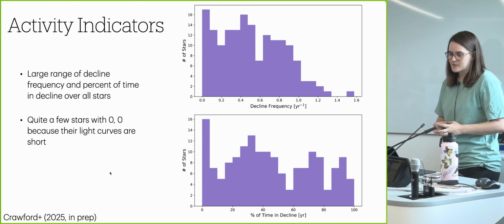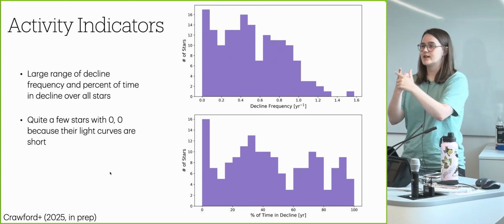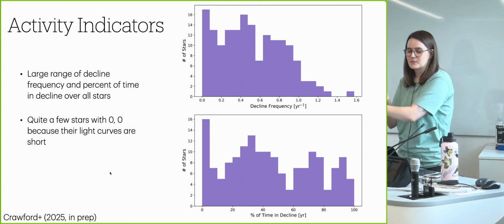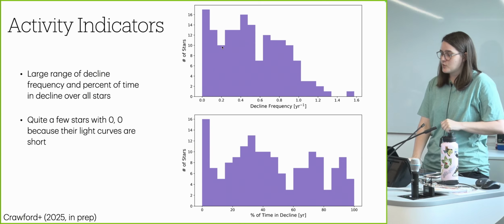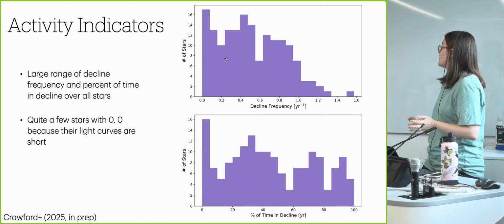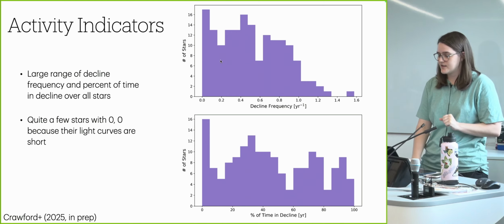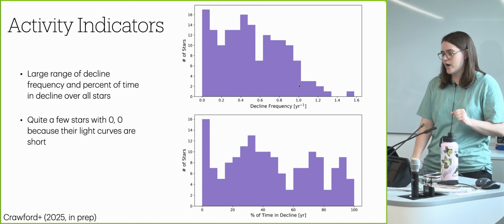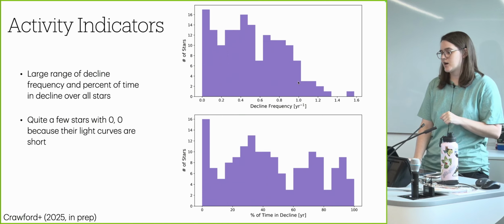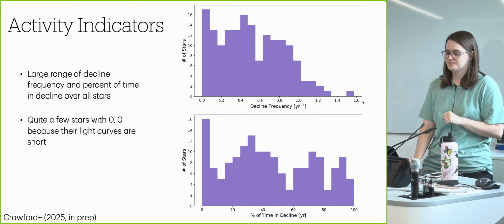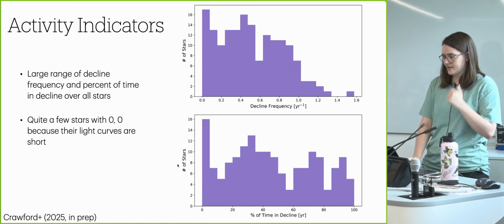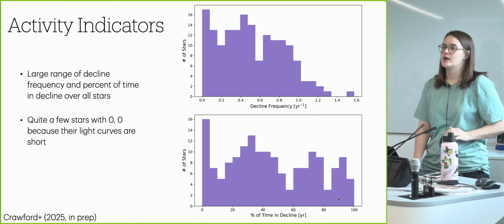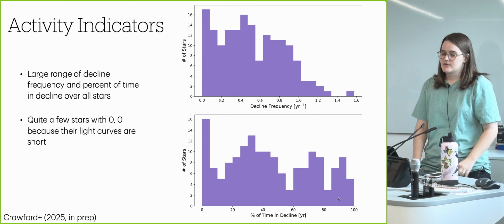The first one I want to talk about is the activity indicators. That's the decline frequency and the percent of time in decline. These are very similar measurements, but we have a wide range. We see basically a huge range of all of these, but as for decline frequencies, most stars have 1 or less declines per year, and only a few stars have more than that. But for the percent of time in decline, we have just a big range all the way from 0 to 100% of observed time in decline.